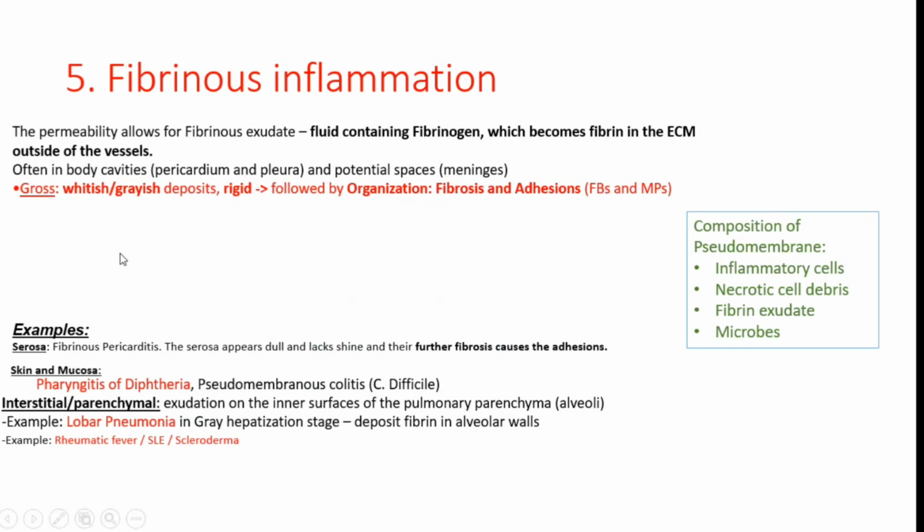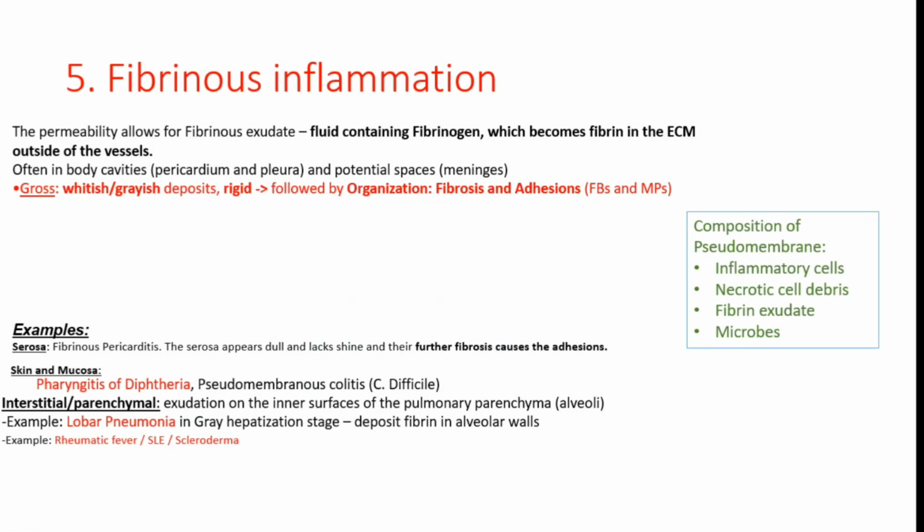Okay, right. So for the serosal surfaces, we have the example of fibrinous pericarditis. Now imagine if you have fibrin in your pericardium, and if it becomes organized, you end up with some adhesions. And how will your heart function properly if you have adhesions in your pericardium? How will it contract? How will it pump anymore?